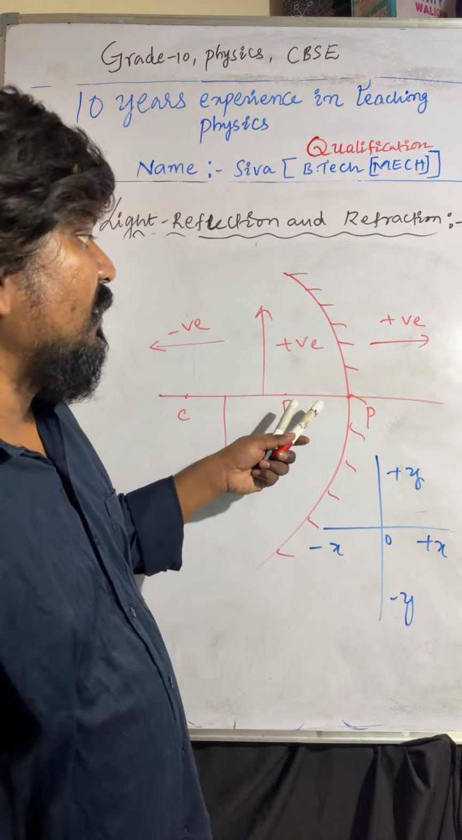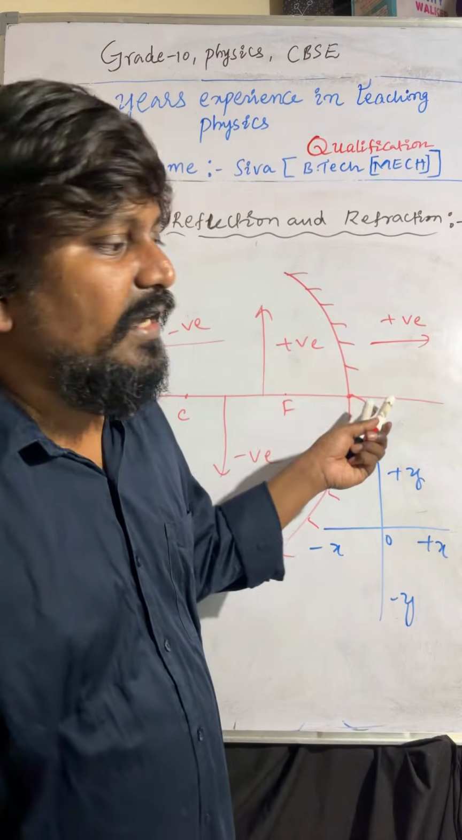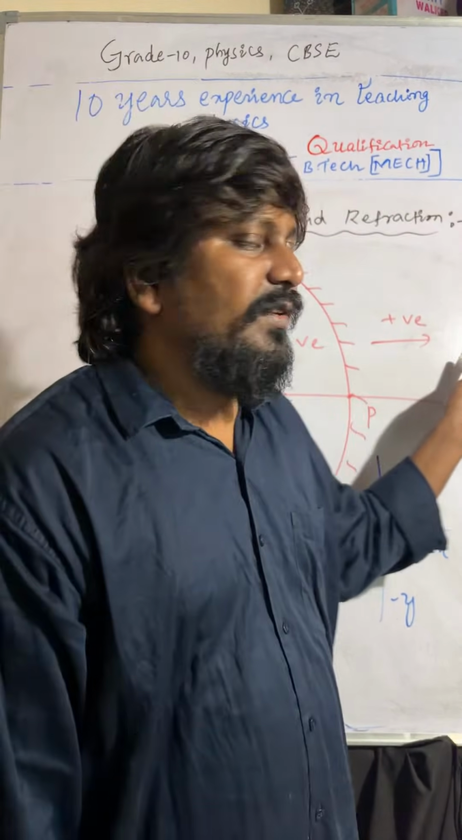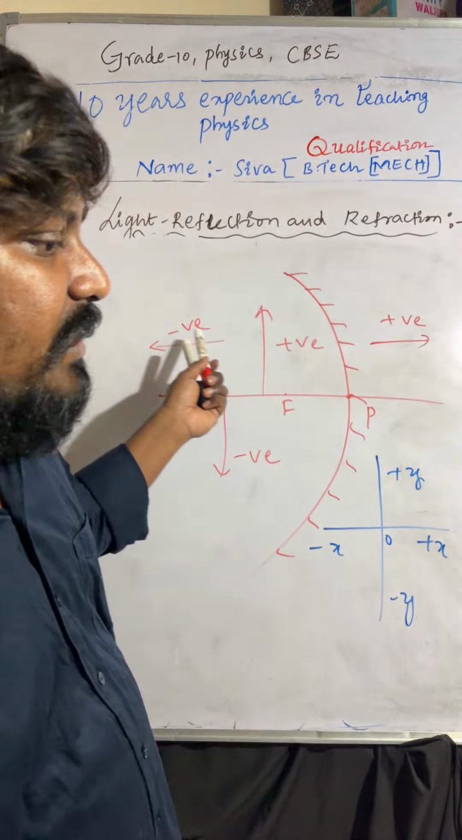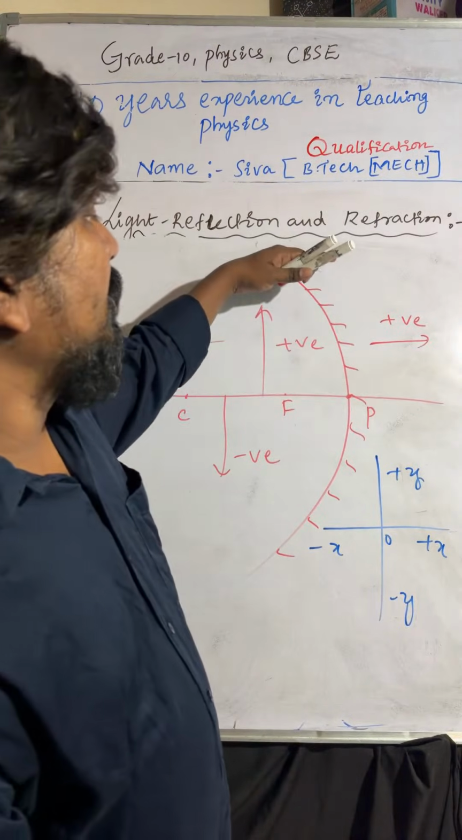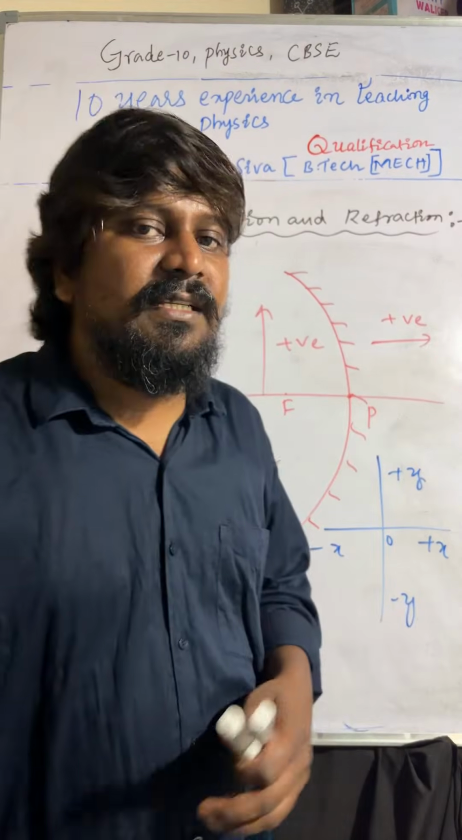But coming to sign convention here, all measurements will be taken from the pole in the direction of incident rays, all are positive, opposite to incident rays all are negative, above the principal axis positive, below the principal axis negative. Understood? Yes. Coming to the next one.